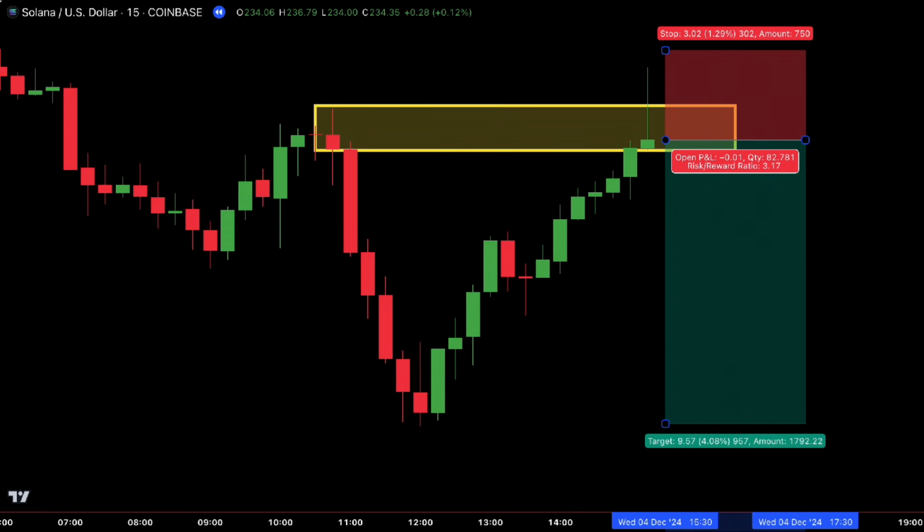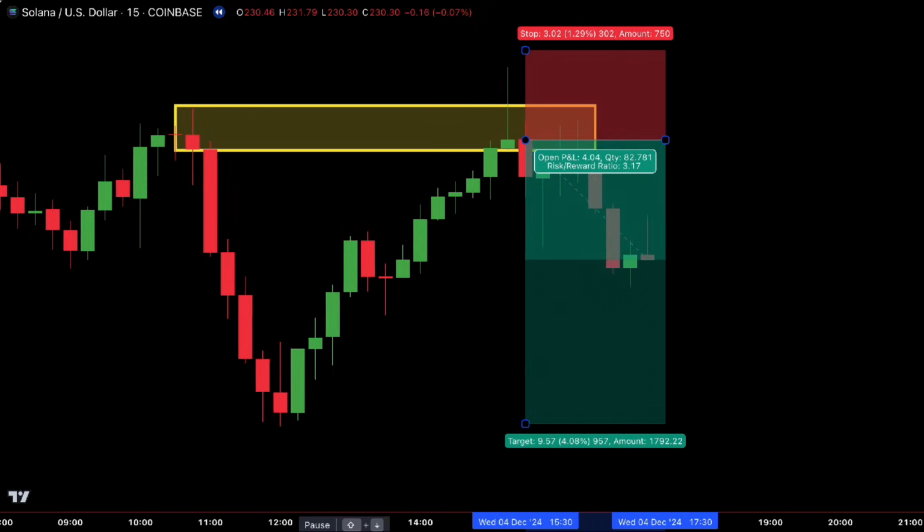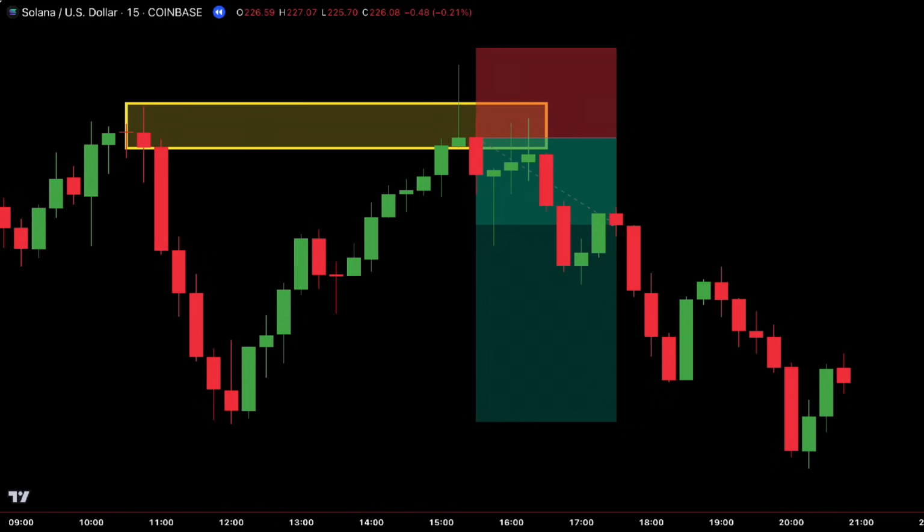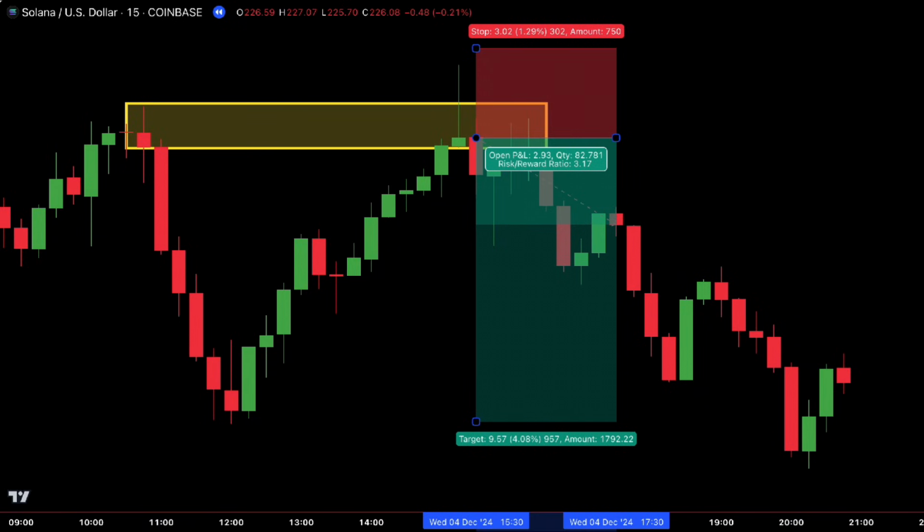Target the next demand zone on the 15-minute chart. This is the most logical level where price is likely to bounce. Measure the distance from your entry to the stop loss, and ensure the take profit level provides a minimum 3-to-1 risk to reward ratio. Look at what happened next. As expected, the market respected the supply zone and moved directly to our target. The price dropped sharply, hitting the profit target.